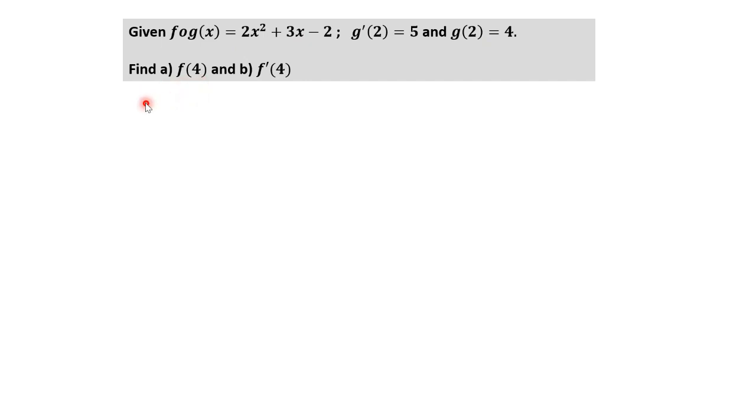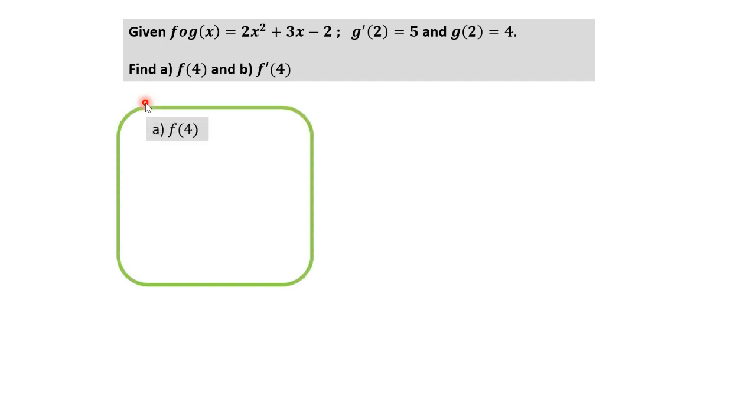Okay, so I want to find f of 4. So I look and I see what can I work with. Okay, I know f of g of x is equal to 2x squared plus 3x minus 2. I'm going to write f of g of x in this form. Okay, all right, now I look and I see, right, what other information can I use? Don't look at the question, okay? Look and see what I can get from the information in the question that will help me here.